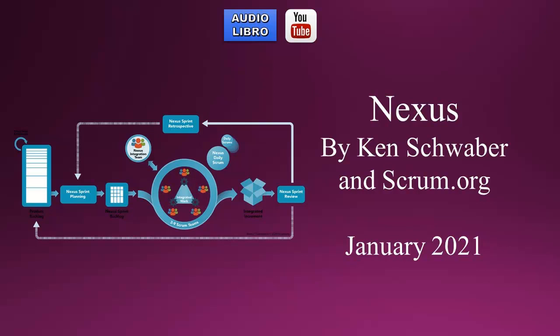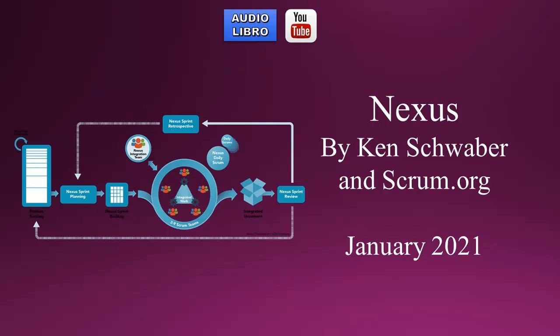Accountabilities in Nexus. A Nexus consists of Scrum teams that work together toward a product goal. The Scrum Framework defines 3 specific sets of accountabilities within a Scrum team: the developers, the product owner, and the Scrum Master. These accountabilities are prescribed in the Scrum Guide. In Nexus, an additional accountability is introduced: the Nexus Integration Team.